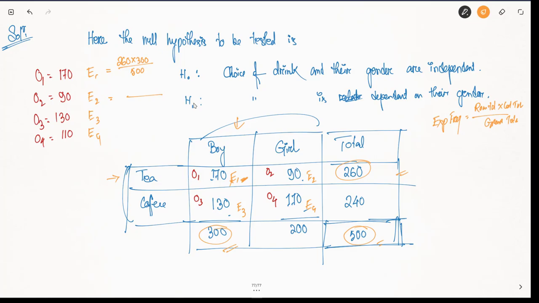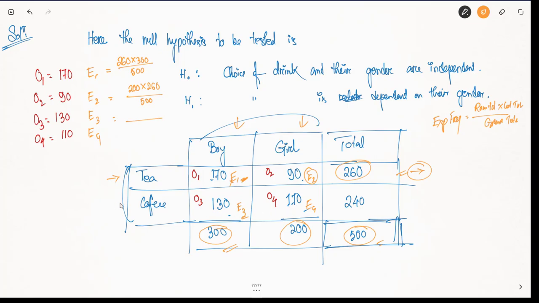So similarly for E2, that means the second expected frequency, E2 lies in the second column, right? And in the first row. So the total of the second column is 200, total of the first row is 260. So it will be 200 into 260 divided by 500. This divided by 500 will be constant, right?